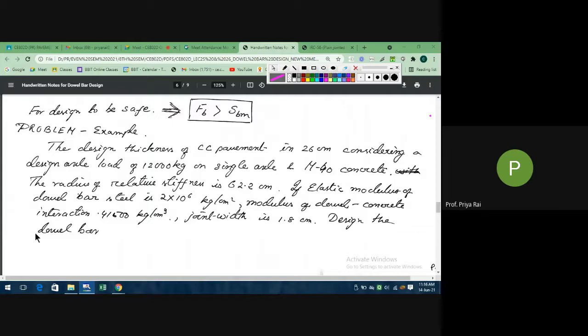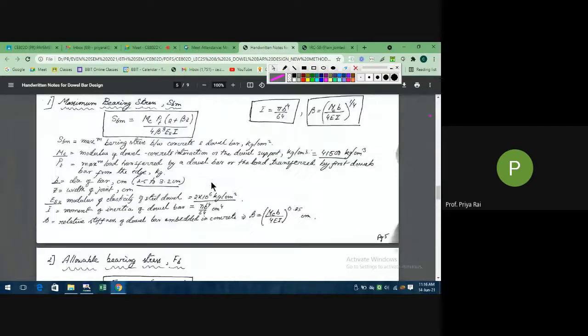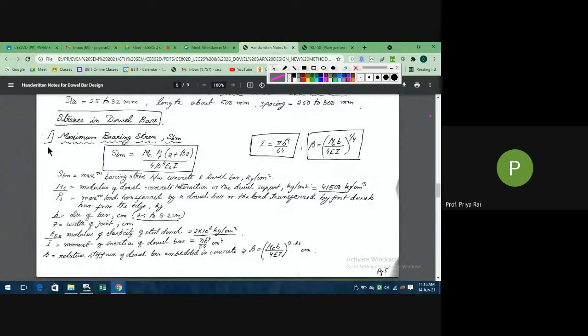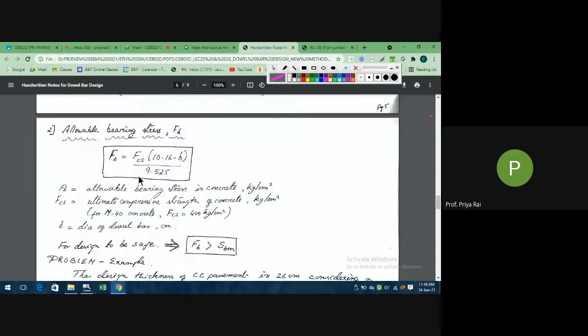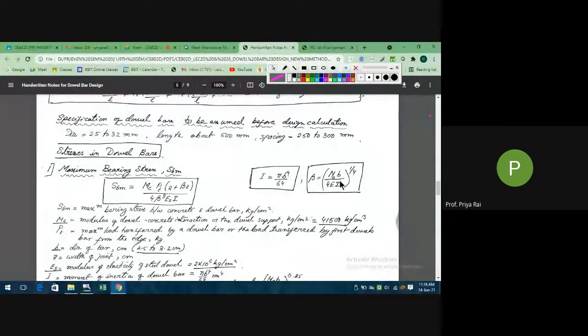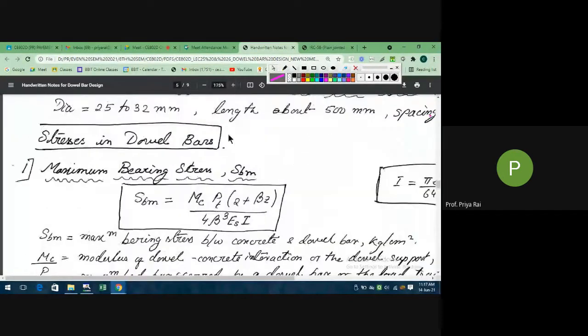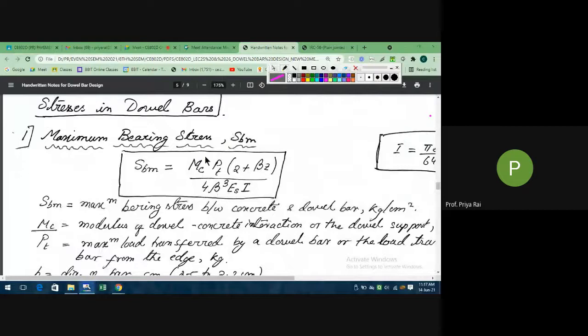Now, design the dowel bar. So what is our first step? Tell me. What is our first step? I said two factors have to be calculated, SBM and FB. For calculating SBM, these three formulas must be remembered. If we go directly to this formula, what are the things known to us? MC is known to us. MC is given or not? Yes, ma'am, given.